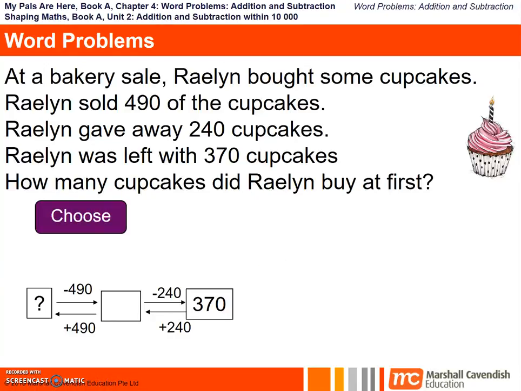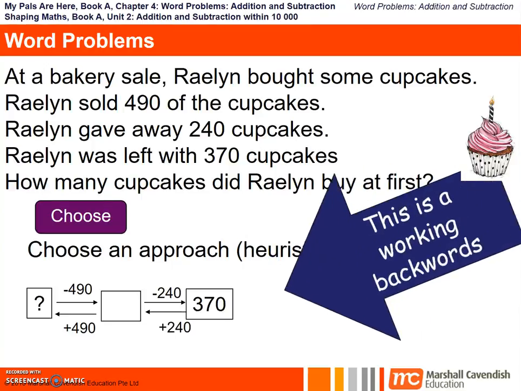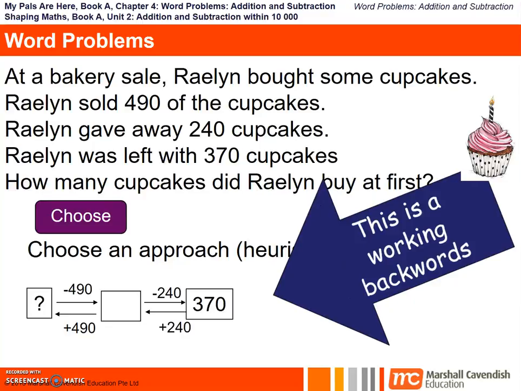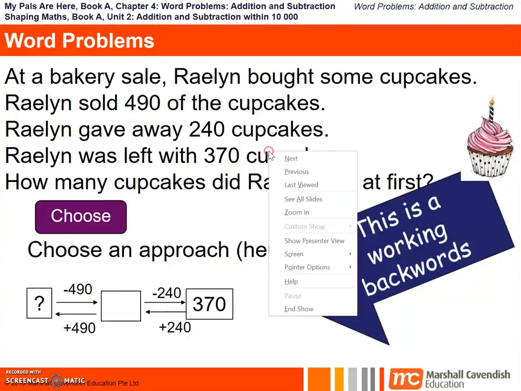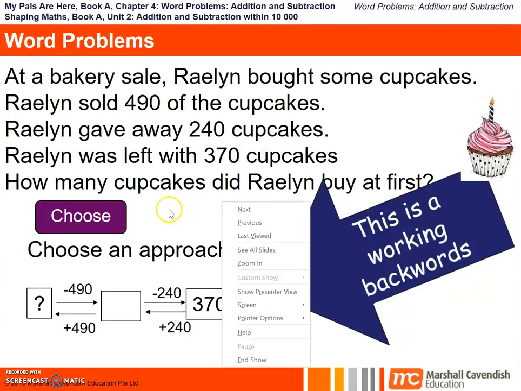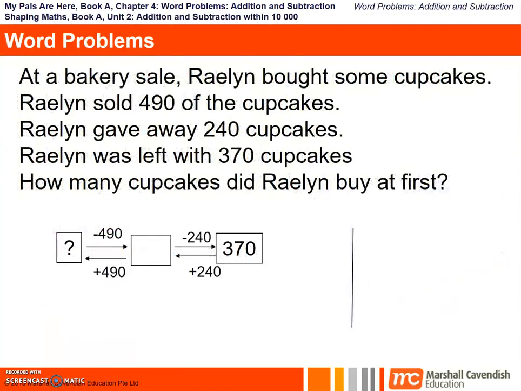Okay, now let's proceed. So we decided to use, that's right, working backwards. Well done. Okay, so this is how a working backwards heuristic should look like. Okay, let's proceed. Next up. So now let's carry out.